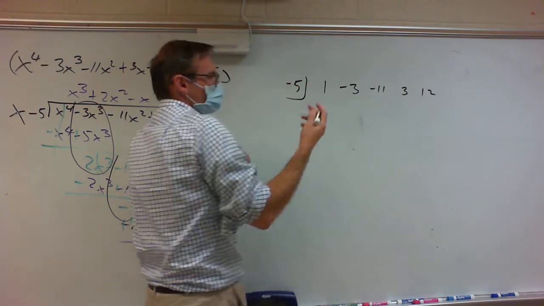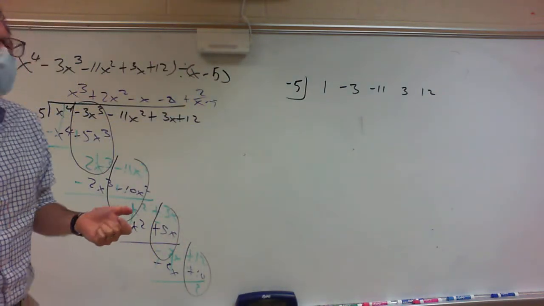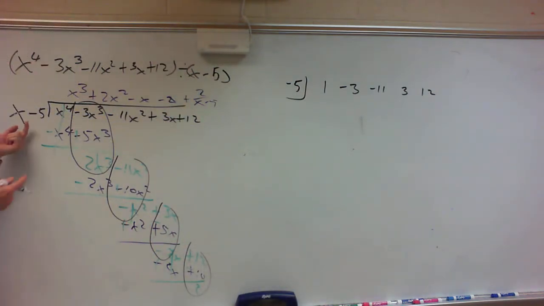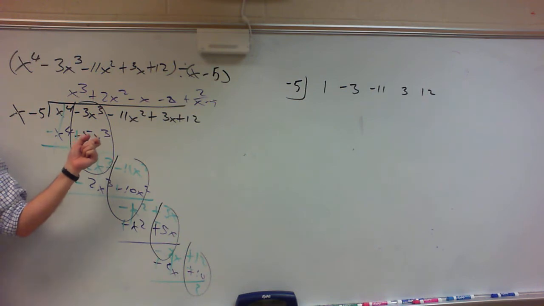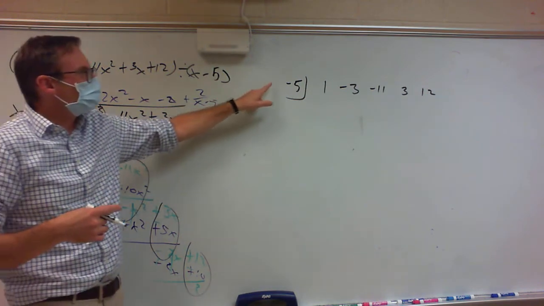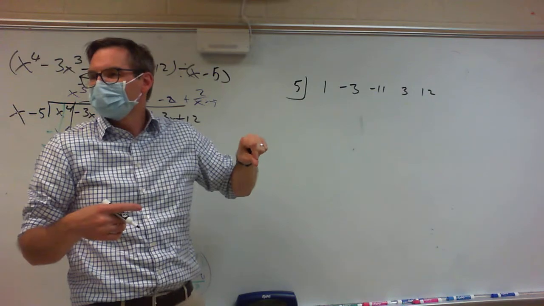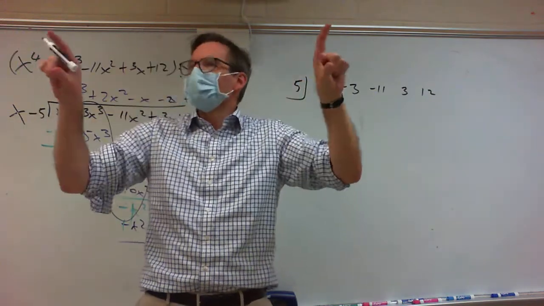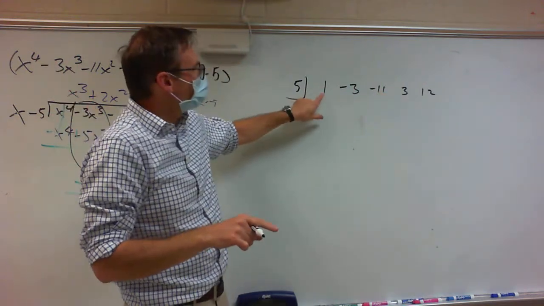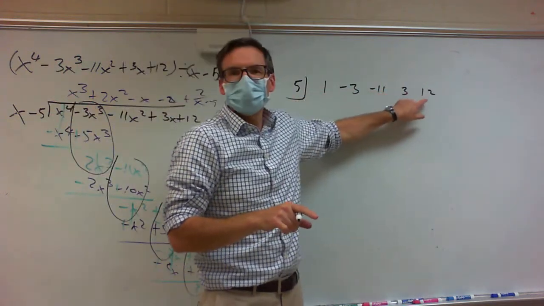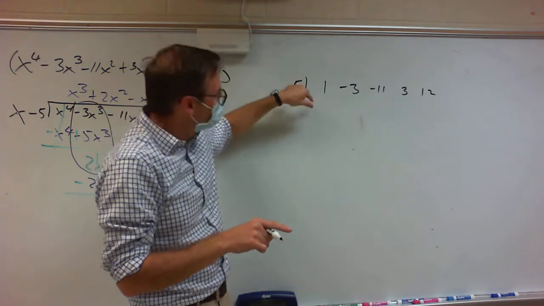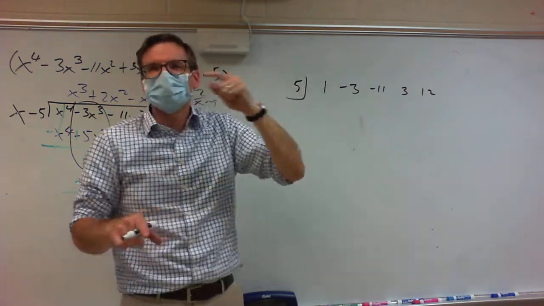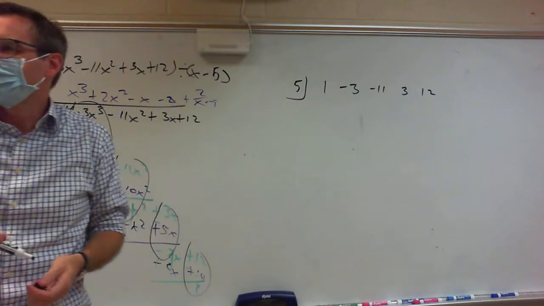I mean, technically, I guess I should put a -5, right? But notice how we put something down and then we instantly change the sign? Why don't we just change the sign before, so instead of having a -5, we have a +5? So what I'd like everybody to do on your notebook paper somewhere is write the 1, -3, -11, 3, 12, and then put a 5 in a little box or half a box.